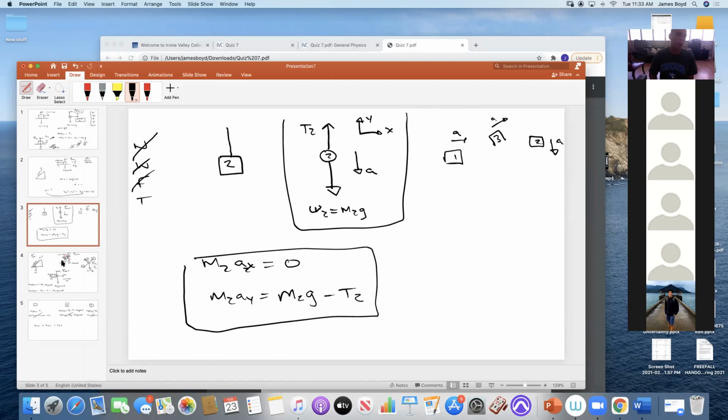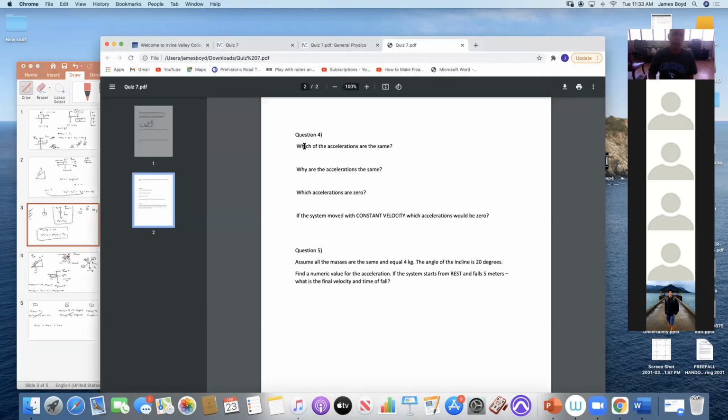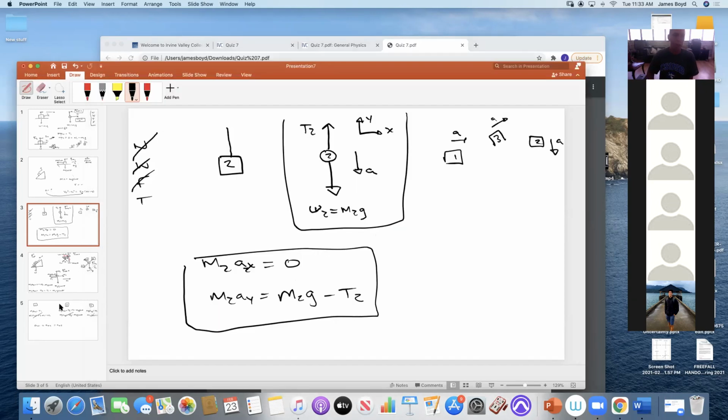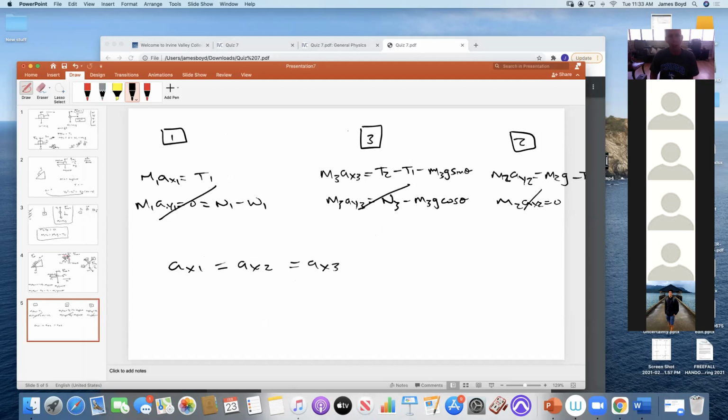But the more important thing is that there's no acceleration up or down for 1 because it can't leave the surface. And there's no acceleration up or down from the incline, perpendicular to the incline, for 3. And I labeled those A1y and A3y. Does that make sense for us?